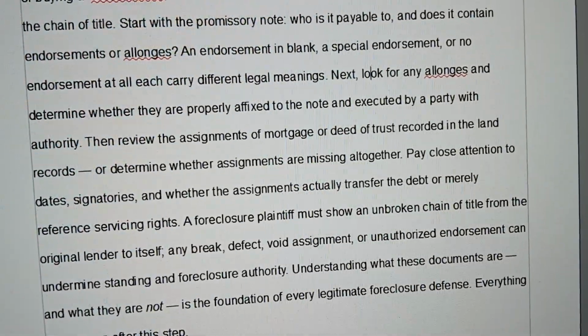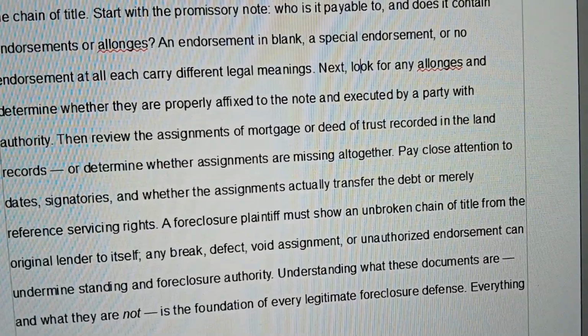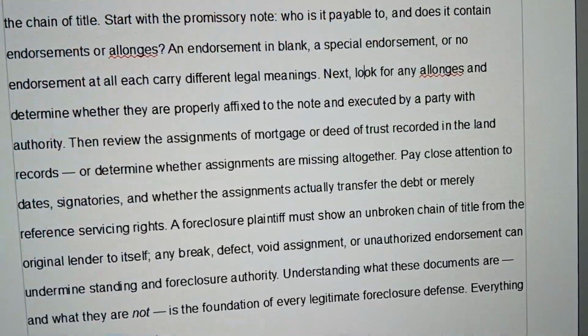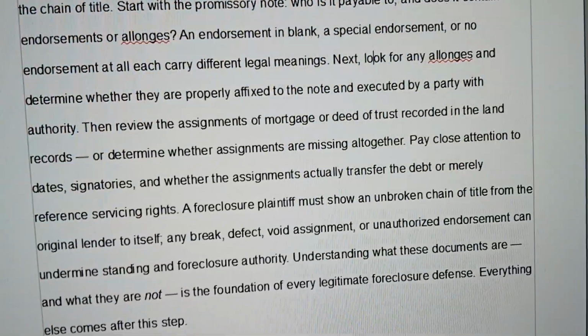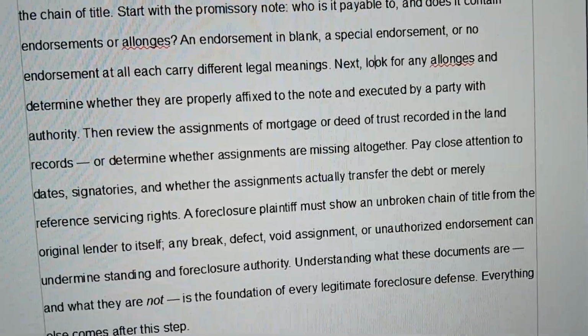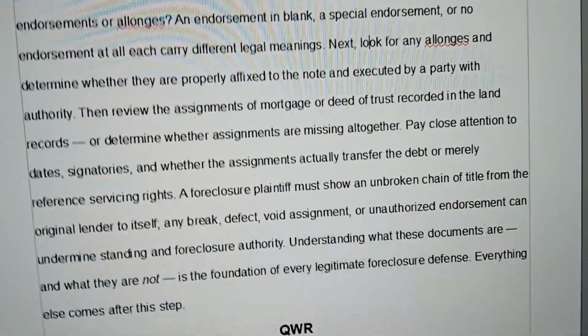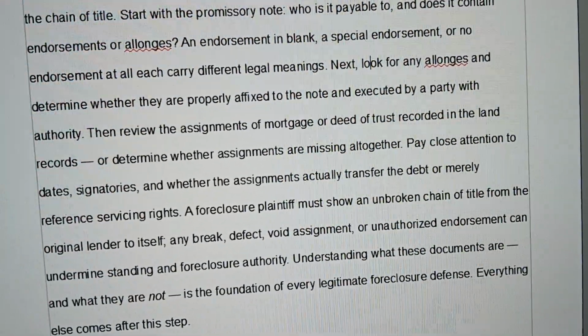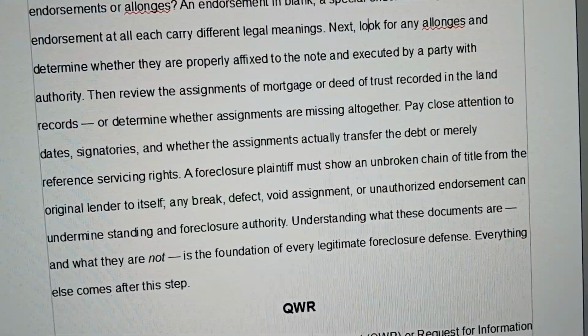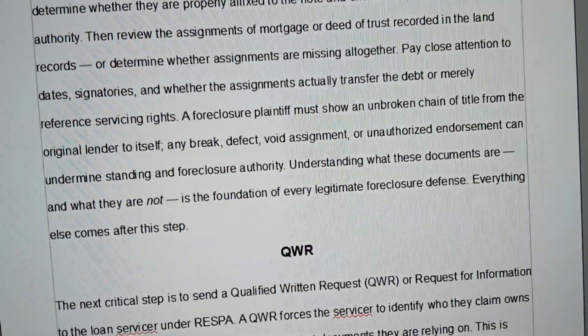Any break, defect, void assignment, or unauthorized endorsement can undermine standing and foreclosure authority. Understanding what these documents are and what they are not is the foundation of every legitimate foreclosure defense. Everything else comes after this step.